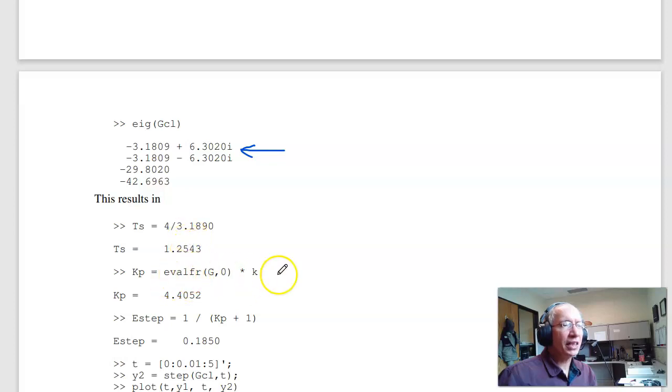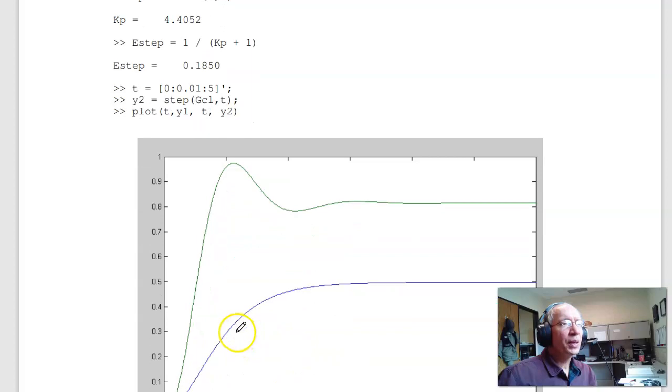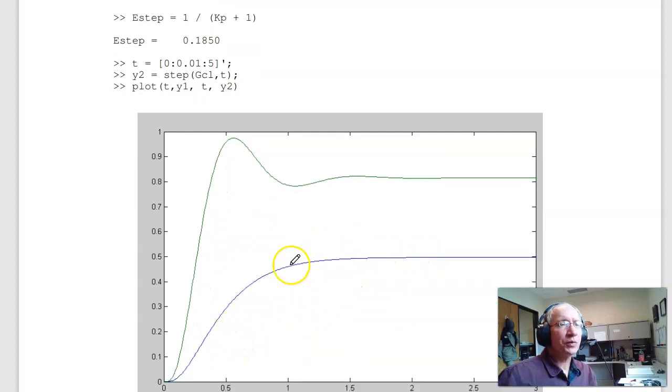Kp is the DC gain. G(s) as s goes to 0 times K. K is just a constant. Error for a step input is now only 0.18. Plot the step response, so this is no overshoot. This is with 20% overshoot. You can kind of see as I move along the root locus, I get a lot of advantages. I get a faster system, better tracking, but the trade-off is I now have overshoot. If you can tolerate 20% overshoot, I can get a much better system.